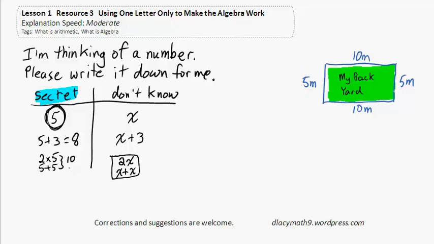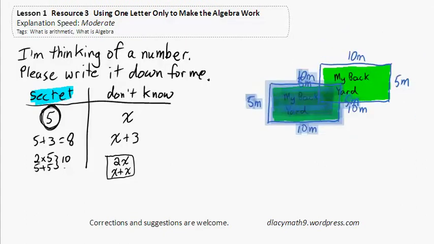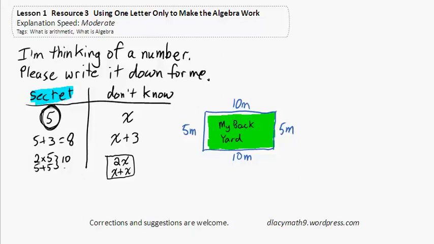So where am I going with this? I'm inviting you to my backyard. My imaginary backyard is 5 meters wide by 10 meters long. Now, we describe those with words, and wide I could represent as W, and length I could represent as L, but I don't want to.